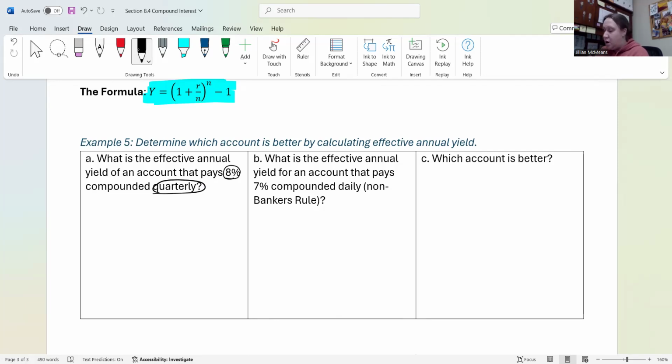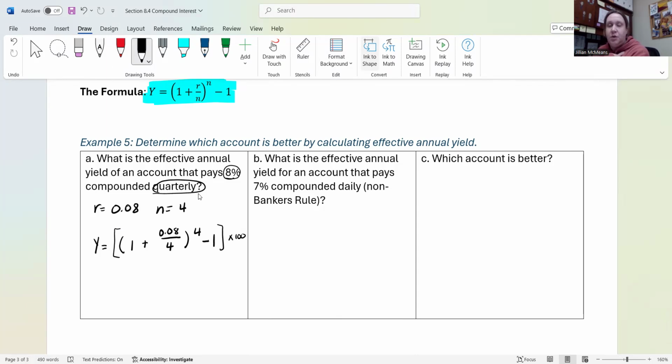We have our interest rate and we have our compounding period. So r is going to be 0.08. And n, quarterly, would indicate there's 4 quarters in a year. Interest is going to be calculated 4 times a year. So n is 4. So we get Y equals 1 plus 0.08 divided by 4, raised to the n power, so raised to the fourth power, minus 1. Sometimes you'll see books where they take this whole thing and multiply it by 100. I'll show you why we would do that potentially. So let's go to the calculator.